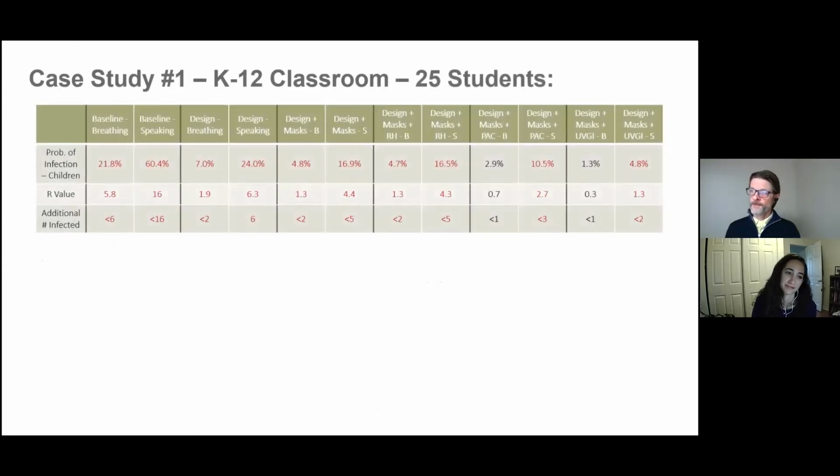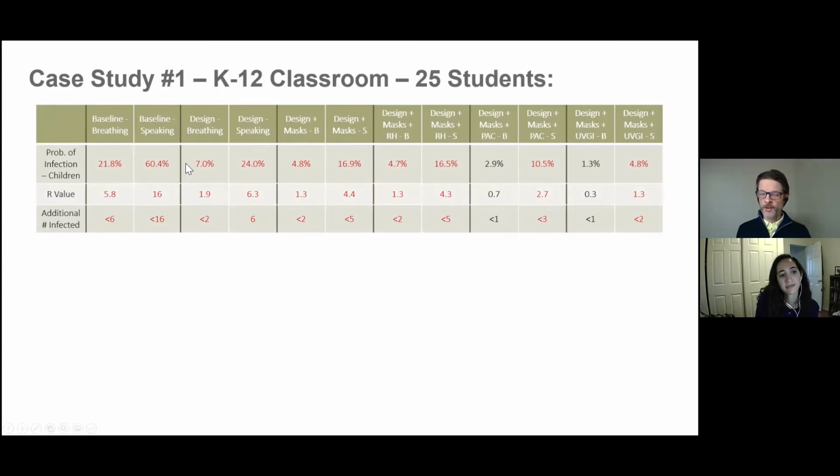Okay, so here's the output. Let me explain what this whole table shows. The baseline is these first 2 columns here, so it's the breathing and the speaking conditions. That brackets basically the potential risk that you're going to find under those conditions. 21.8% to 60.4% is the probability of infection, right?